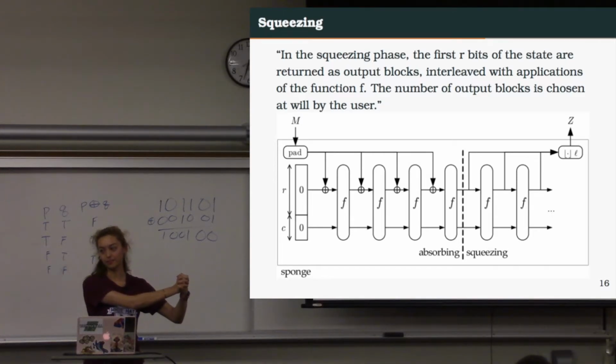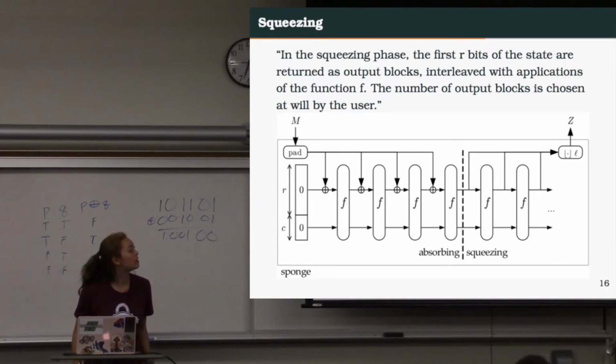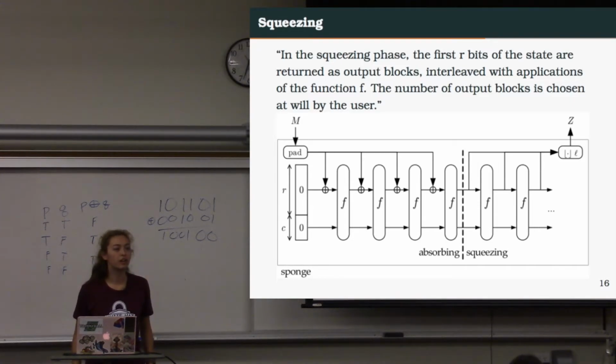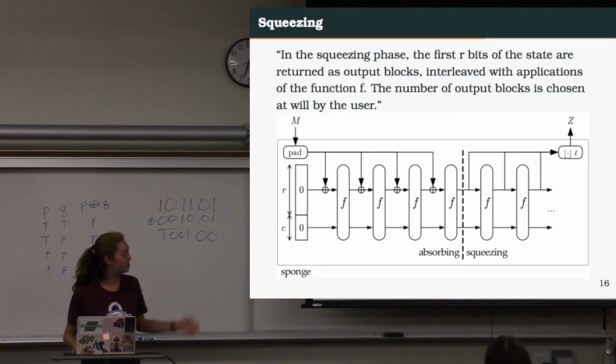So after you pass the absorbing-squeezing boundary, is the input to each F getting smaller each time? I don't think so, no. I think that's what C is for. F permutes the entire state, including R. So the state gets permuted, you switch to squeezing, and you pull out the first R bits. Then you permute the state again and pull out another fresh R bits. Oh, sweet, cool. So that's what's going on. Any questions on squeezing?